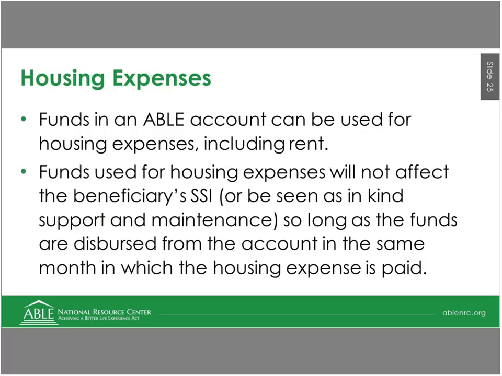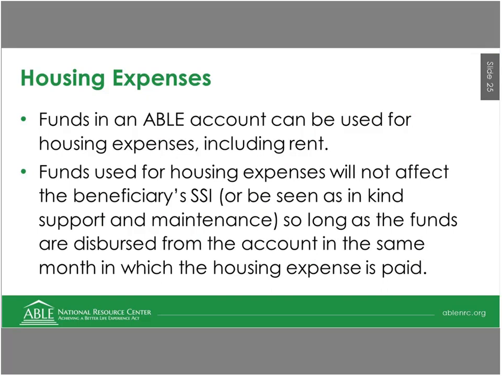Housing expenses, this is another really big one. Funds in an ABLE account can be used for housing expenses, including rent. Funds used for housing expenses will not affect the beneficiary's SSI or be seen as in-kind support and maintenance, as some of you might know it, so long as the funds are dispersed from the account in the same month in which the housing expense is paid.